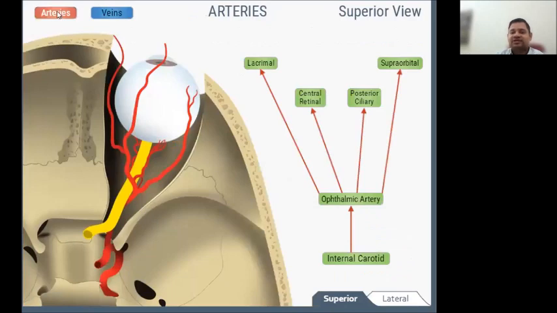So for arteries specifically, you see the arteries are shown here. You can see this is the internal carotid, which gives the ophthalmic artery. The ophthalmic artery gives certain branches. The lacrimal branch goes to the lacrimal gland. The central retinal branch goes directly to the central part. Then there is the posterior ciliary branch. Then the supraorbital branch, which goes to the superior side. So these will be the different supplies which come from the internal carotid.